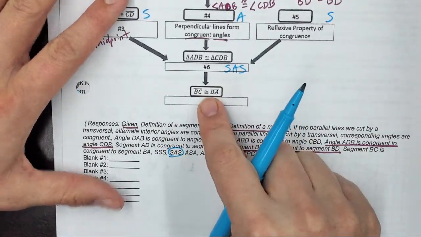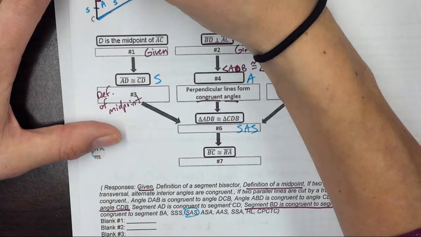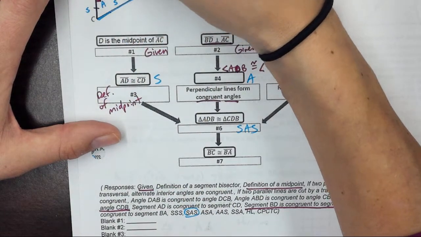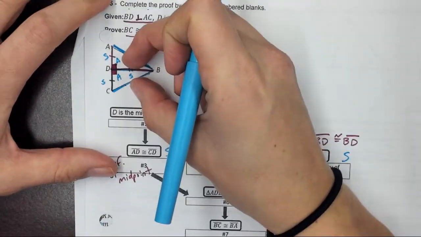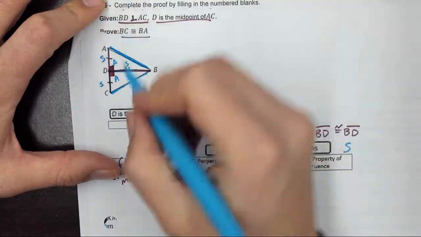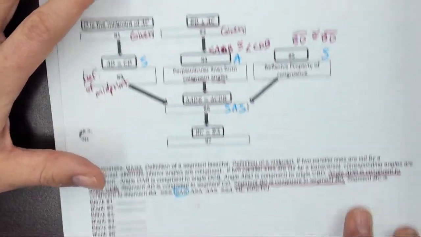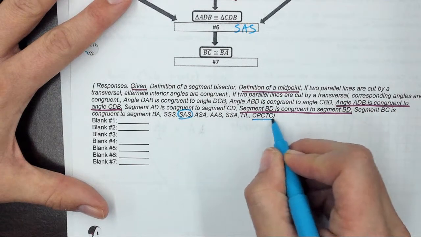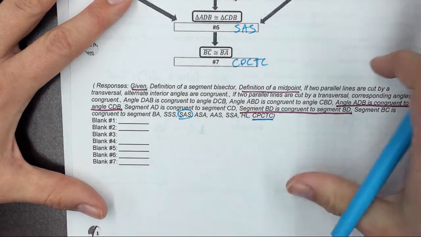And why then would BC be congruent to BA? Okay, so BC is right here, and BA is here. Well, these two sides are corresponding parts of two congruent triangles, which are congruent. That's that CPCTC thing again, right there. So right here we write CPCTC.